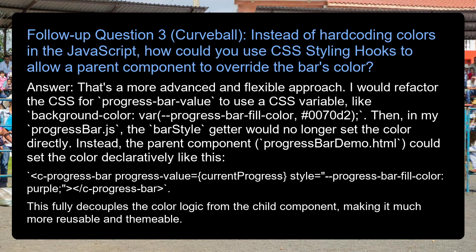Instead, the parent component, progressbardemo.html, could set the color declaratively like this: <c-progress-bar progress-value={currentProgress} style="--progress-bar-fill-color: purple"></c-progress-bar>. This fully decouples the color logic from the child component, making it much more reusable and themable.